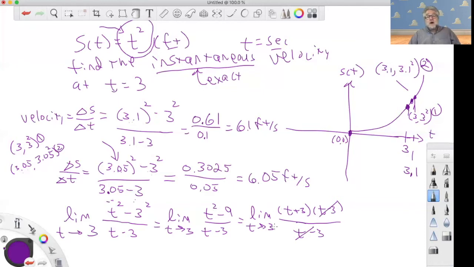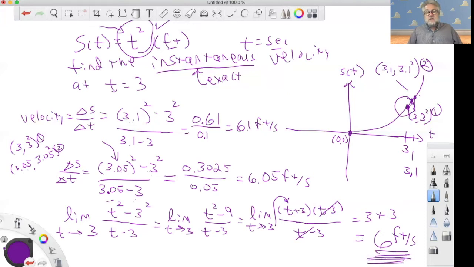Now I can plug my limit into the function because I'm not going to get a 0 down here. So I'll get 3 plus 3. The instantaneous velocity is 6. That is the exact number for the slope right here at 3 for this function t squared, 6. That is the exact instantaneous velocity. Okay? So this is how we find the instantaneous velocity.